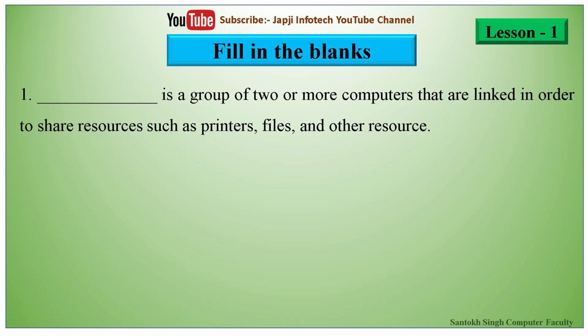The first fill in the blank is: dash is a group of two or more computers that are linked in order to share resources such as printer, files, and other resources. The options are network, internet, wireless, topology. The right answer is network: a network is a group of two or more computers that are linked in order to share resources such as printer, files, and other resources.